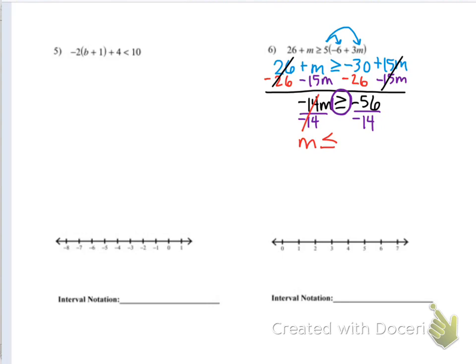56 divided by 14. That's a calculator problem for me, so I'm going to use this really quick. That's 4. It's +4 because a negative divided by a negative is a positive. m is less than or equal to 4. So we'll come down to our number line, and this time it's a closed circle because 4 is included. And the numbers that are less than 4 go towards negative infinity.